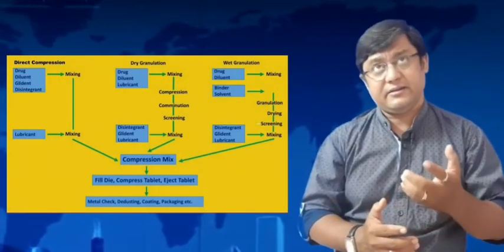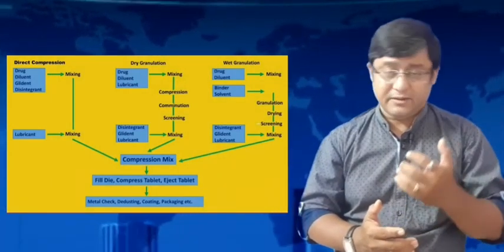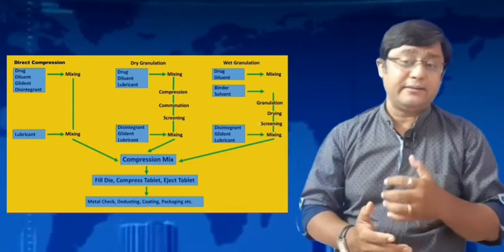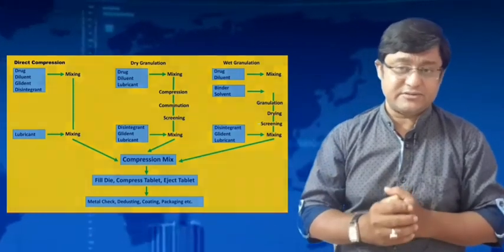Now let us talk about the actual techniques or methods that are used in tablet formulation or tablet manufacturing. Well, tablets are commonly manufactured by three main processes. These are wet granulation, dry granulation, or the direct compression process.